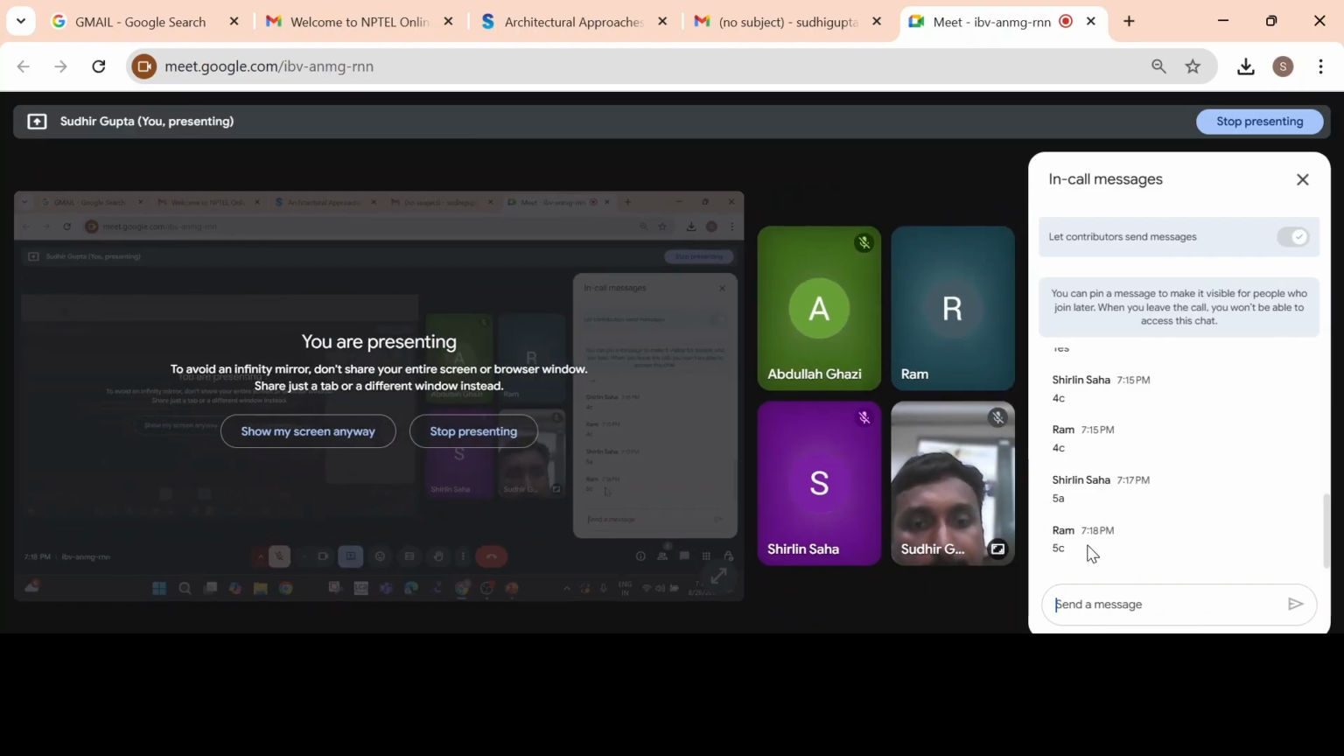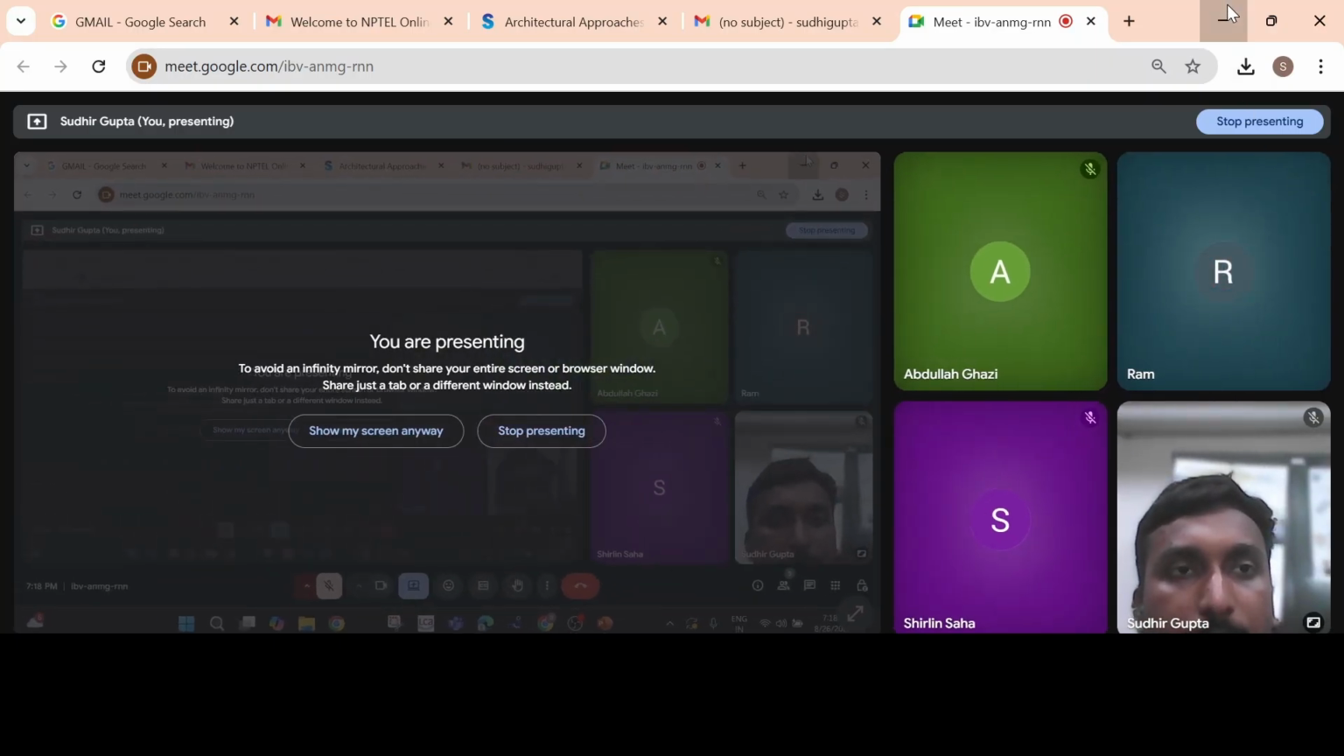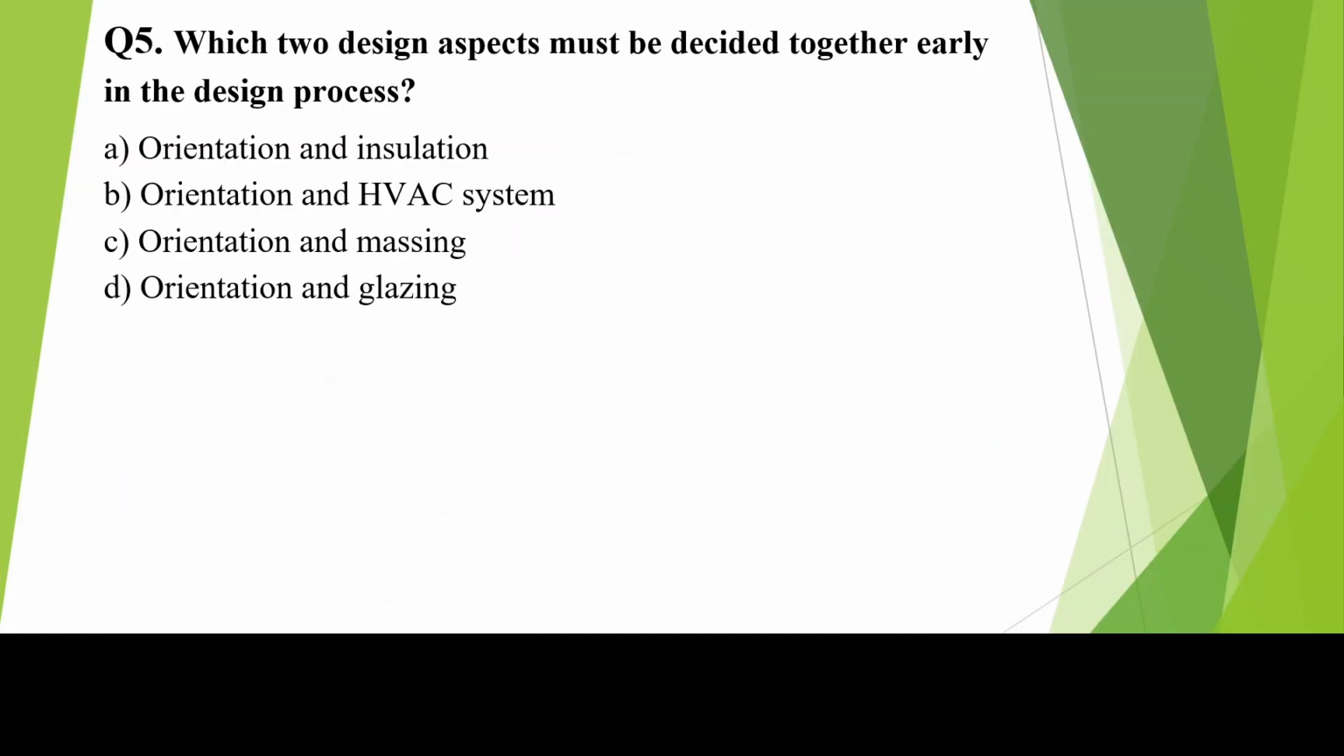Yeah, so as I can see for this question number 5, Celine is saying 5A and Ram is saying 5C. So I'm getting different answers from the audience for this particular question. But there is only one option which is the correct one. So let me discuss with you all for better clarification. The correct answer for this question number 5 is option C.